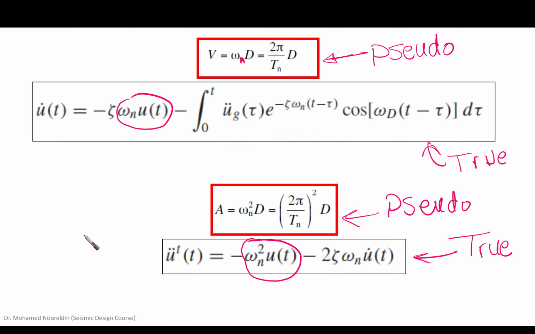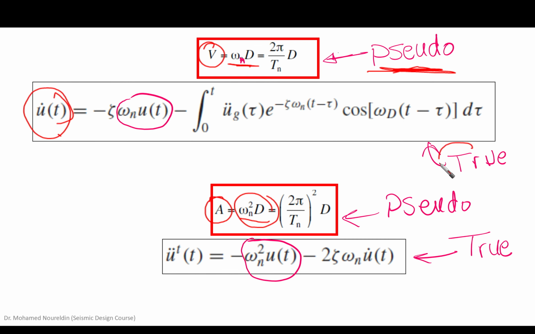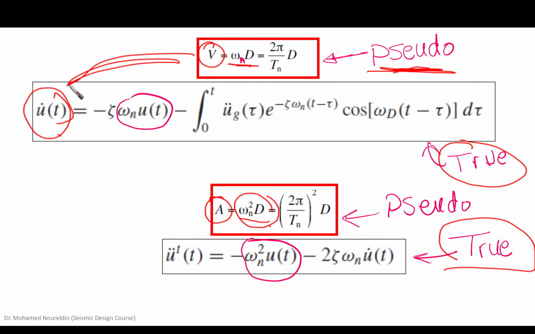This is the V here, it equals omega n D, and this is the acceleration, it equals omega n squared D. For the velocity, this is what we call the pseudo velocity, and this one is the true velocity. And here we have the pseudo acceleration, and this is the true acceleration. So we are going to make a graph of the ratio between the two, and let's see if they are going to equal one another or not.